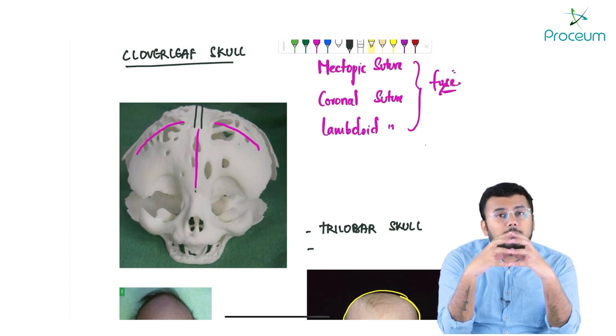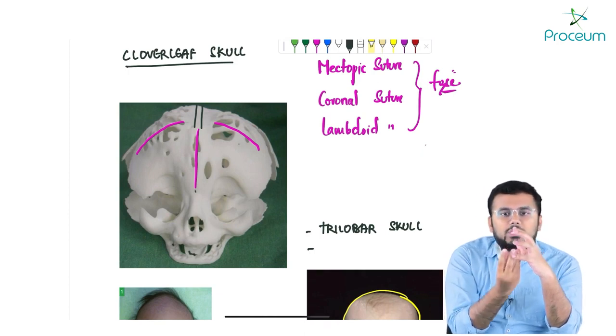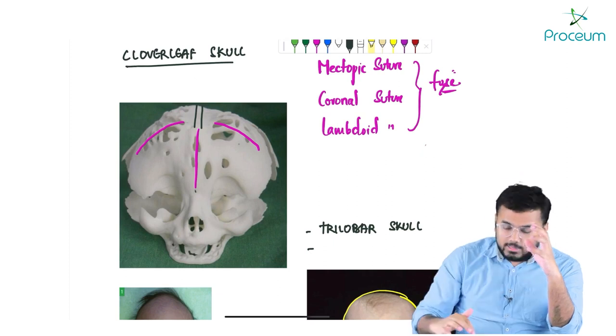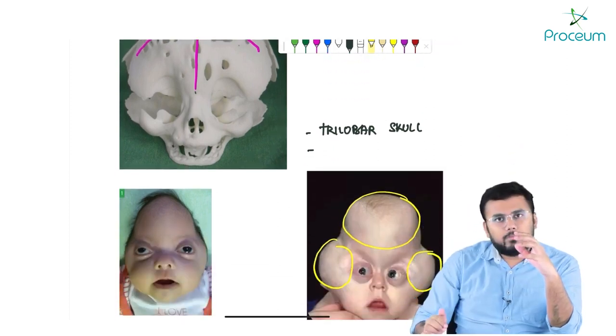This is called the sagittal suture. The sagittal suture is not fused, while all the other sutures are fused. So what will happen? The brain starts growing towards the sagittal side. That is why you see a bump here on the top.